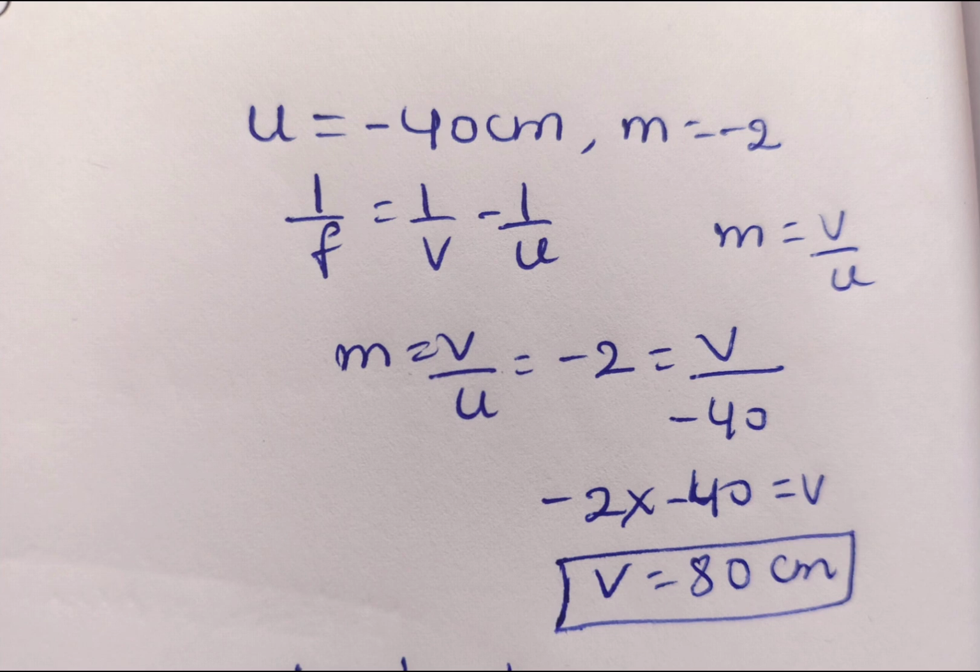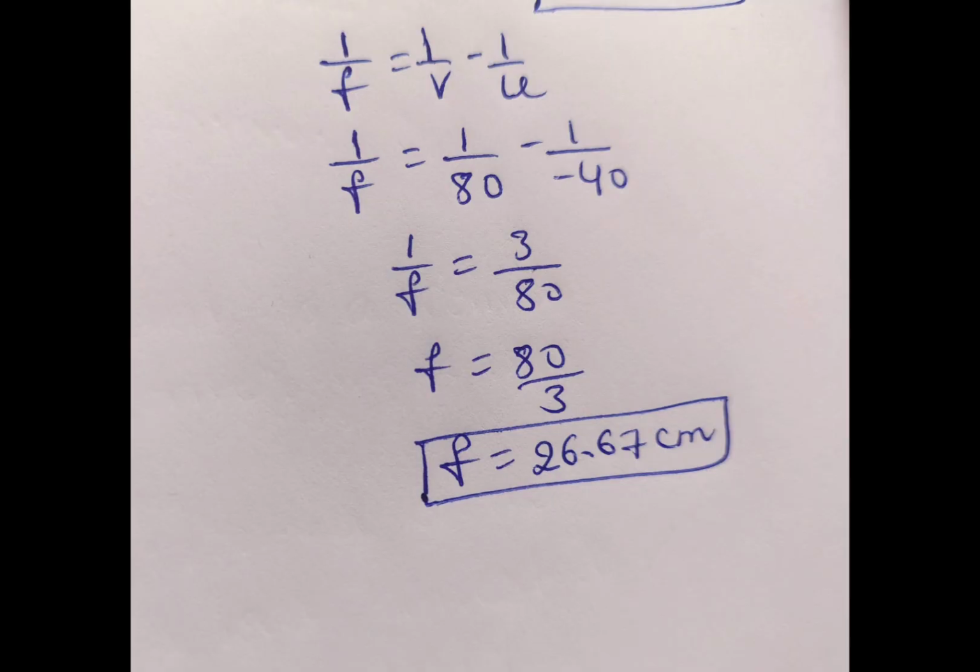Use the magnification formula, m is equal to v by u. So the magnification value we know, that is twice, is nothing but -2. So substitute the values, m is equal to v by u, m value is -2, we have to find the v value, image distance, then u value is minus 40 centimeter. Cross multiplication you do, -2 into -40 is plus 80 centimeter. So image distance is 80 centimeter.